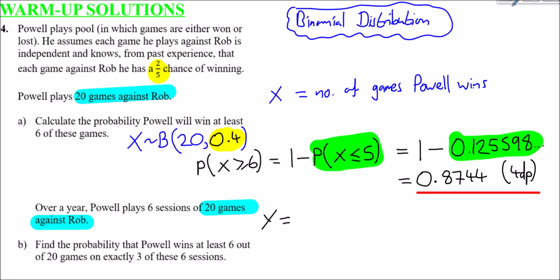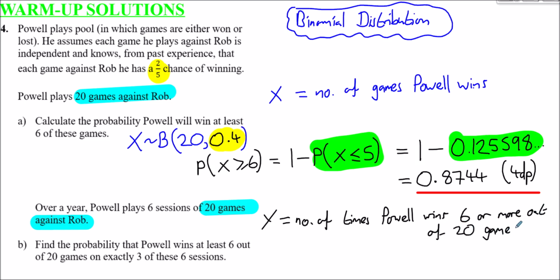If I let Y equal the number of times Powell wins six or more out of 20, then we can model this one as Y following a binomial distribution, where you're playing 6 sessions of 20 games. So he's playing 6 of these sessions, with the probability from part A that he wins 6 or more out of 20 on any one occasion being 0.8744.